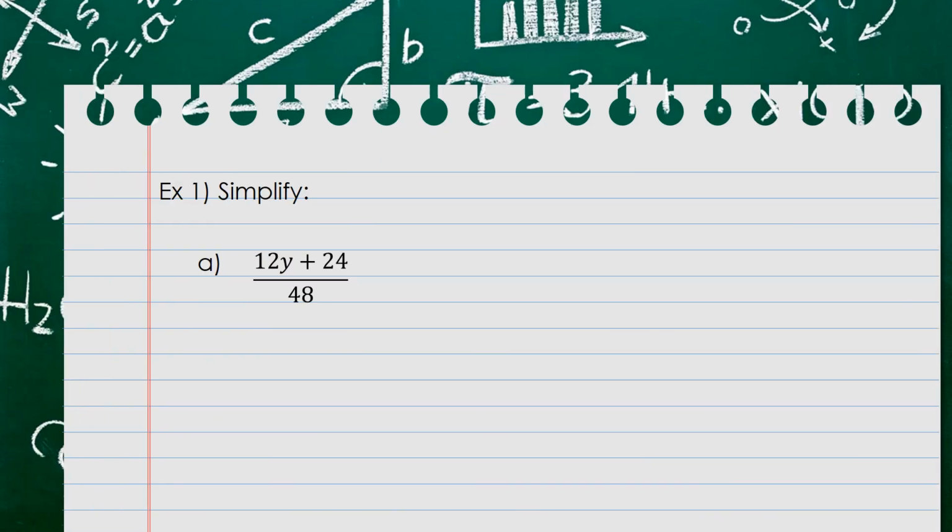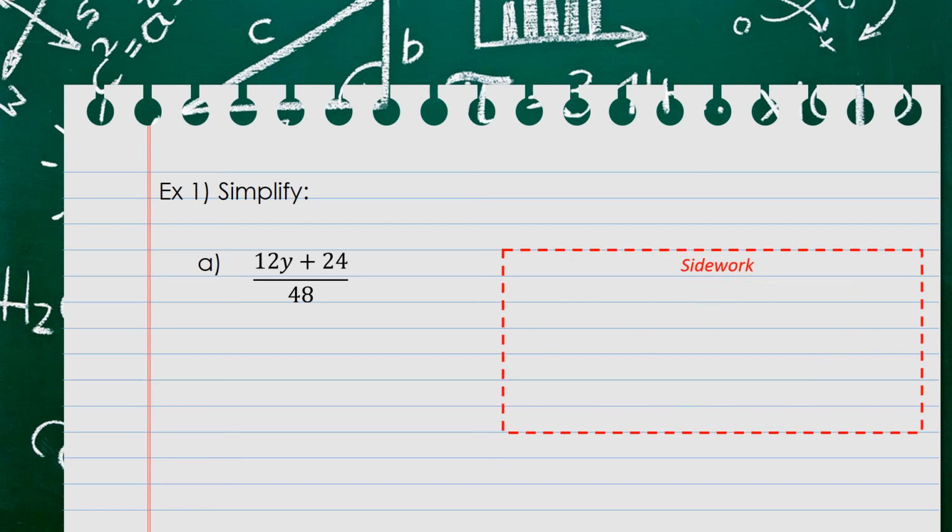Example 1, simplify. And so for A, we have 12y plus 24 all over 48. Now remember, we need to factor these down so we can see the individual factors. So off on the side of our paper, we're going to do our side work.